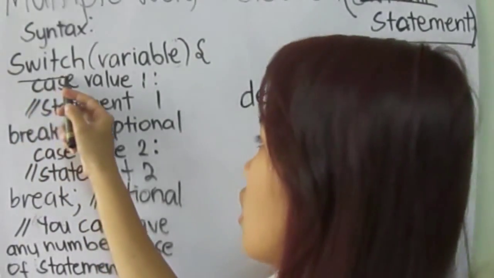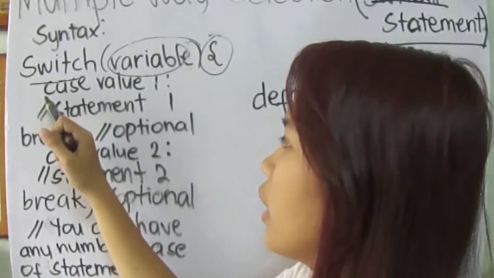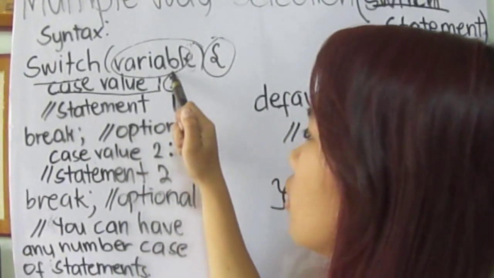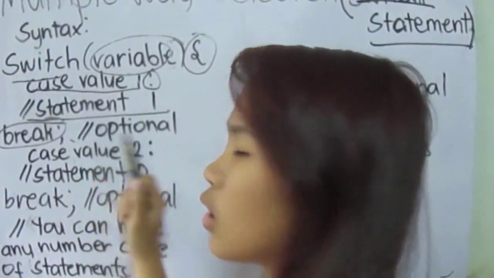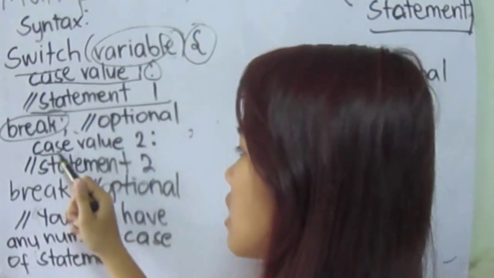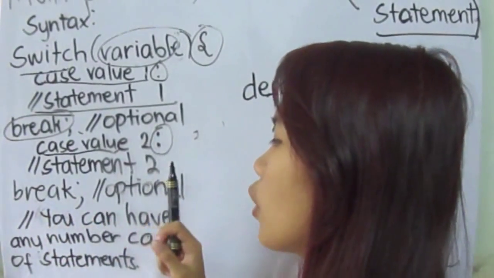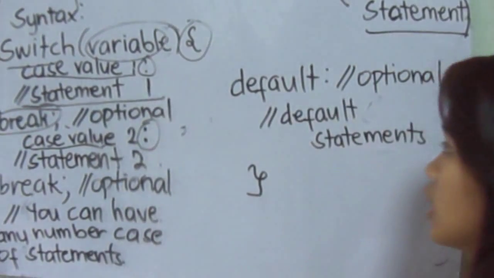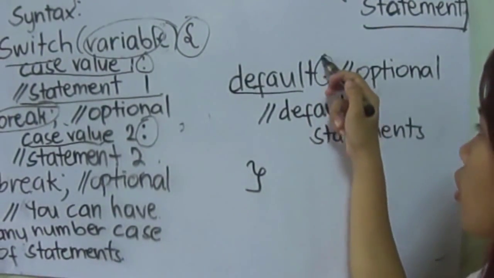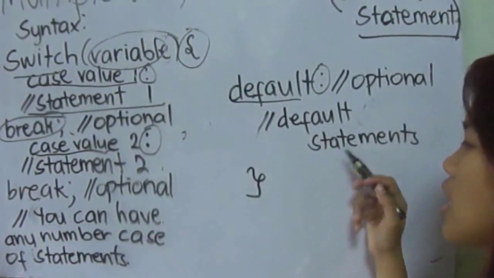First, your switch, then the variable, then open curly brace. Then followed by your case value 1, colon, then your statement. Then break. The break is optional. Then followed by your case value 2, then your colon, then statement number 2, then break. You can have any number of case statements. Then the next is the default, followed by your colon. This is optional. Then follow your default statements, then close curly brace.